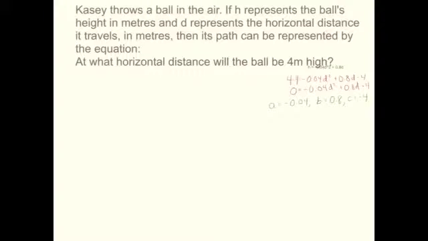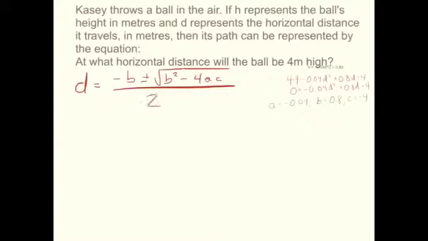So now I'm going to substitute into the equation. I always write down the equation first. And the equation starts off with x equals, or in this case, d, because our independent variable is d. So d equals negative b, plus or minus the square root of b squared minus 4ac, all over 2a. And remember, writing this down every time will help you memorize it.